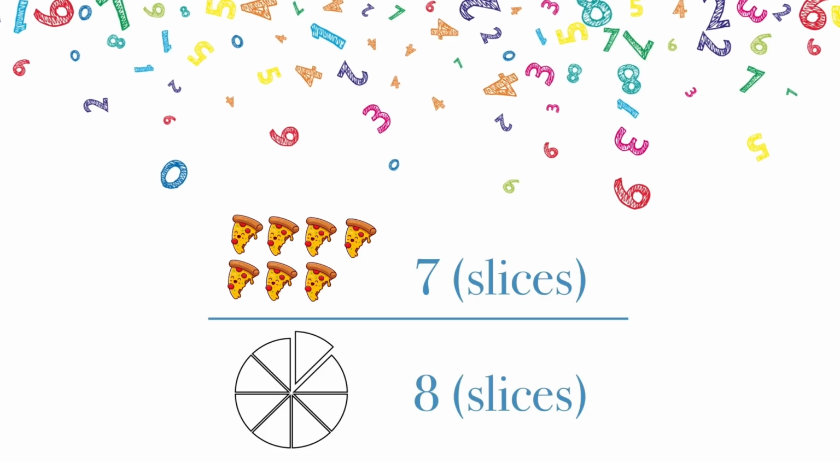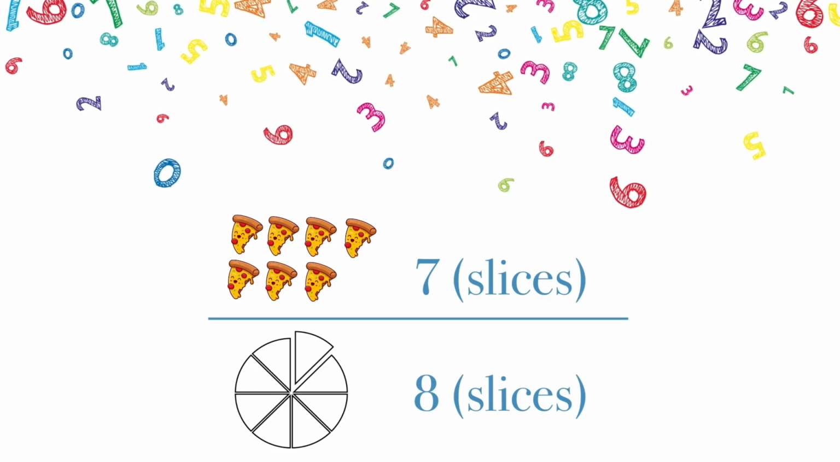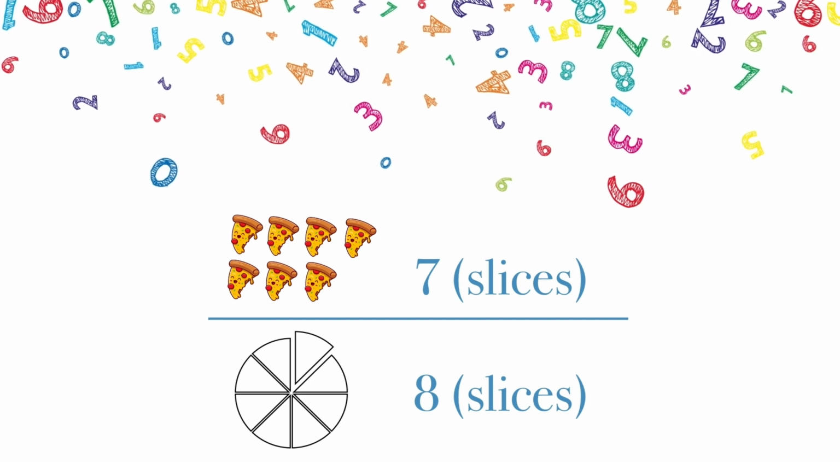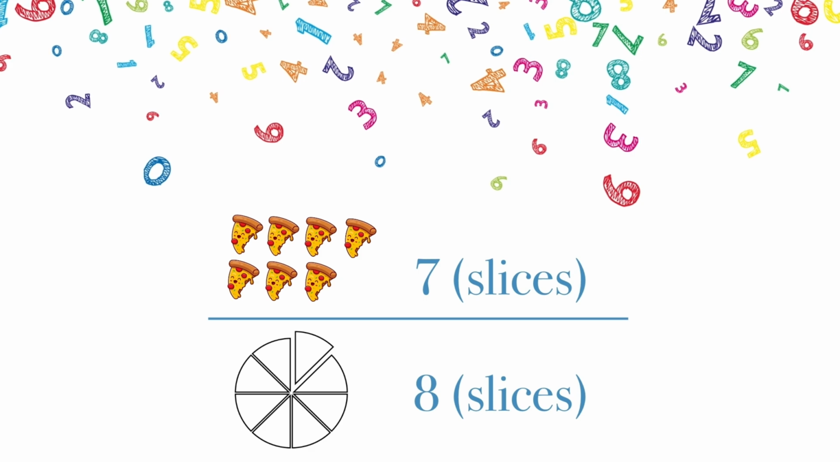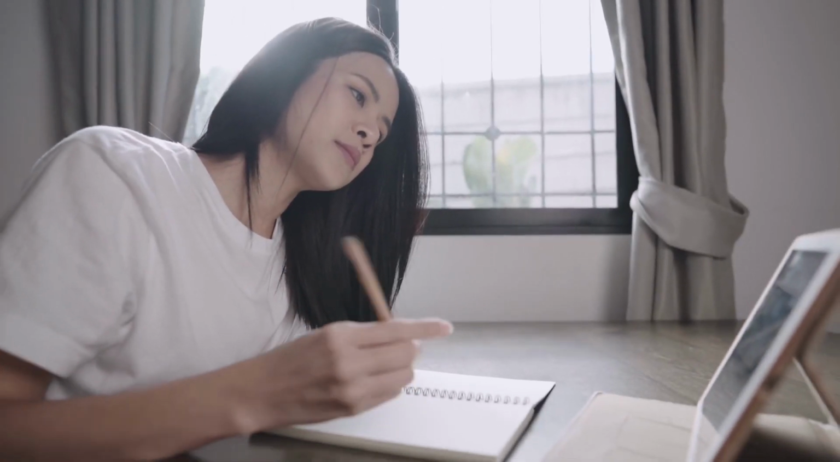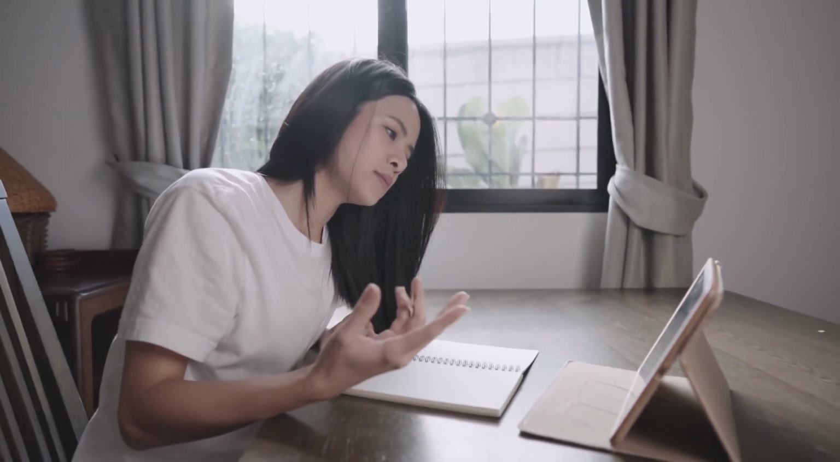6/8 plus 1/8. This leaves us with 7 out of 8 slices, or 7/8. But can we reduce this fraction even further? Nope, because 7 and 8 do not share any common factors other than 1. Up until this point, we have been working with fractions that share a common denominator, i.e. both of the bottom numbers have been exactly the same.